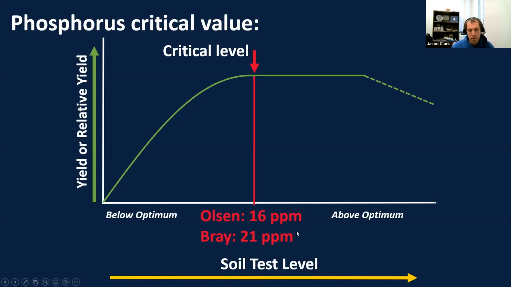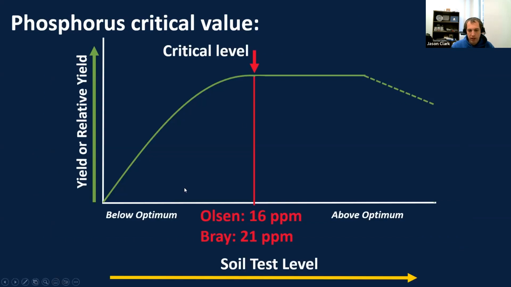We don't have one for Mehlich, so when you're doing your soil test, make sure they're not testing for Mehlich. There is a conversion, but it's not as accurate as just doing the Olsen or the Bray test. So when you are getting your soil test results, make sure you're understanding whether it's an Olsen value or a Bray value.